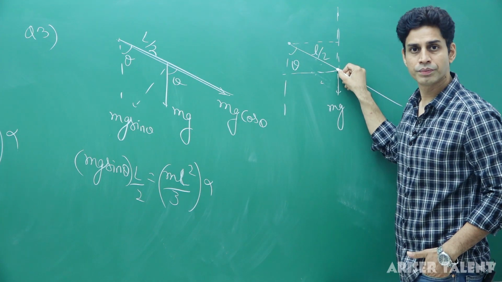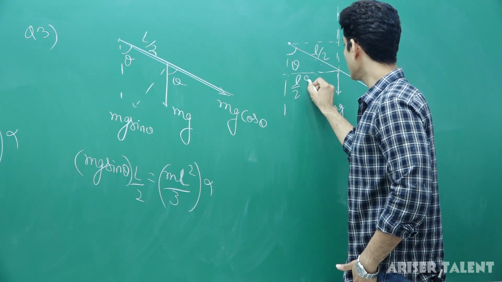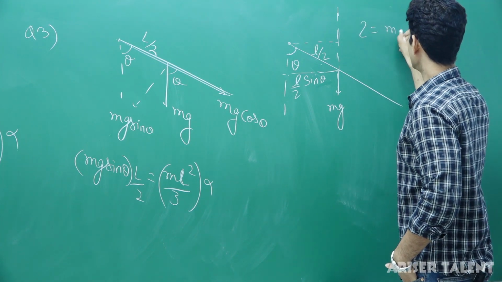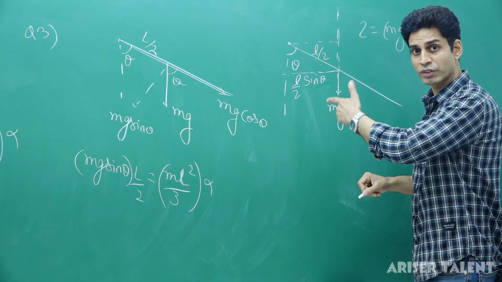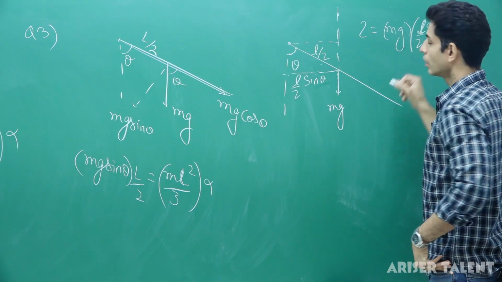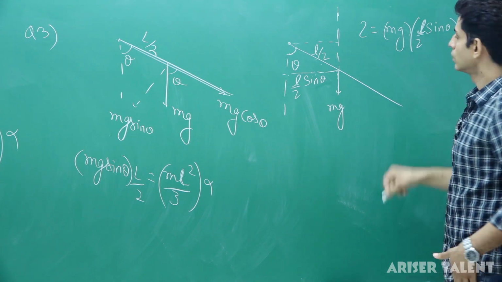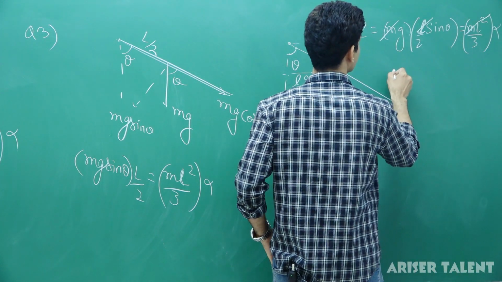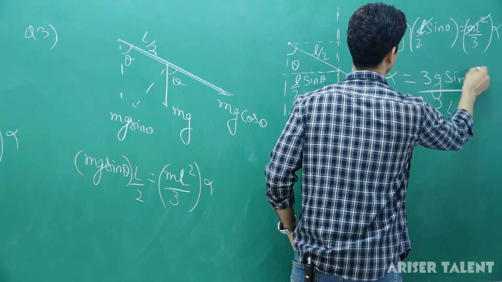Now, this is L by 2. This is theta. This is L by 2. So this distance will be L by 2 sin theta. So the torque is mg, that is the force, and the perpendicular distance of the line of action of this force from the axis of rotation is L by 2 sin theta, and that is equal to I alpha, that is mL square by 3 into alpha. Got it? m cancels. So the value of alpha comes out to be 3g sin theta by 2L.